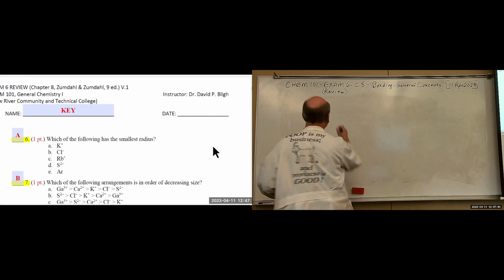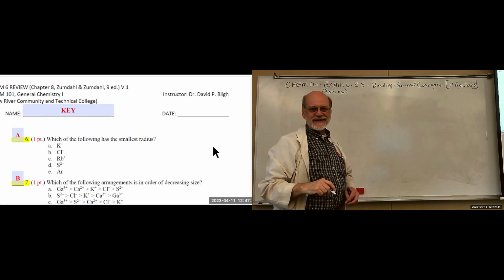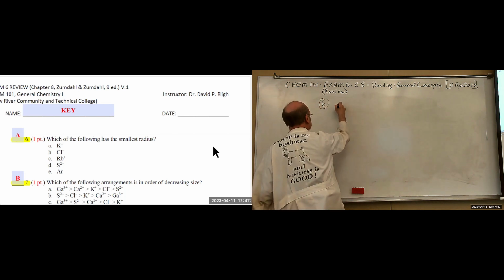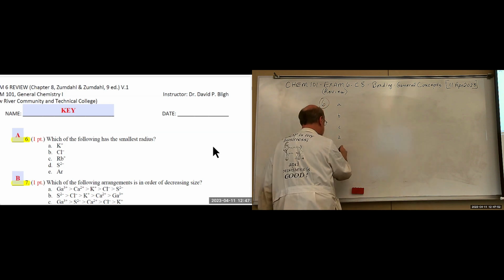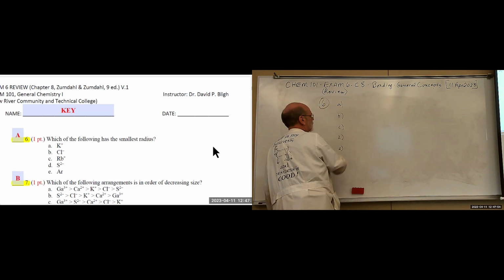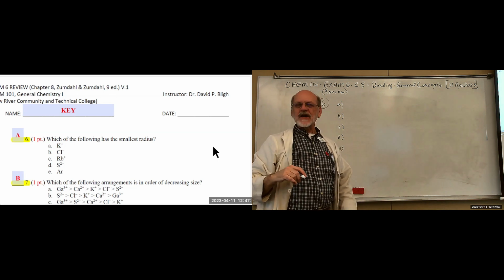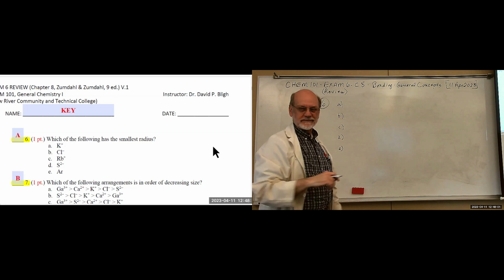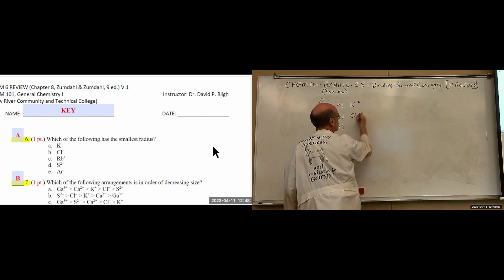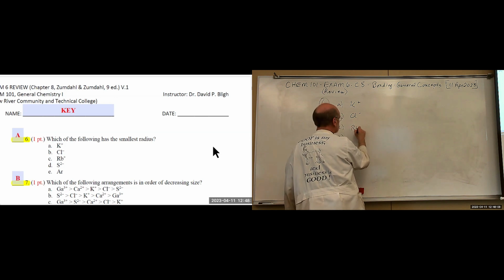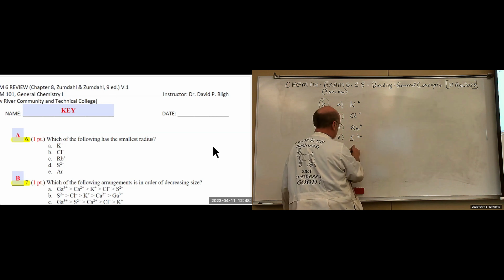Number 6. Which of the following has the smallest radius? Okay, A, B, C, D, and E. That was from a previous chapter, wasn't it? Atomic radius. Now we're looking at ions. So potassium plus, chlorine minus, rubidium plus, sulfur 2 minus, and argon.